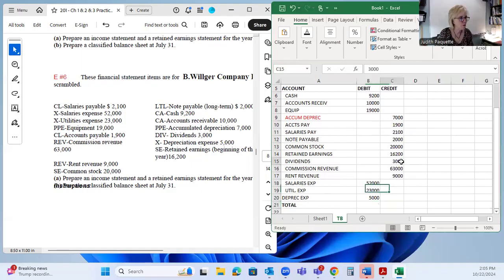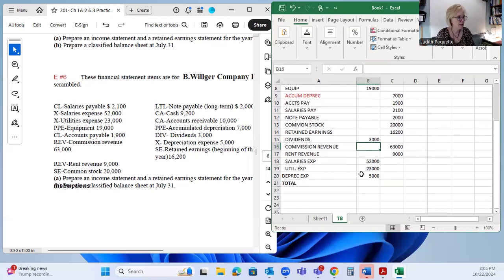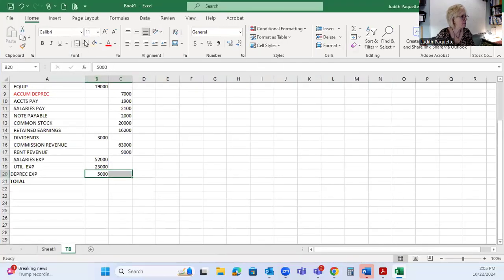Where did I put it? Oh, great. Thank you. Dividend should be a debit. Good catch, Ashani. All right. Now I'm going to hope and pray this thing balances.